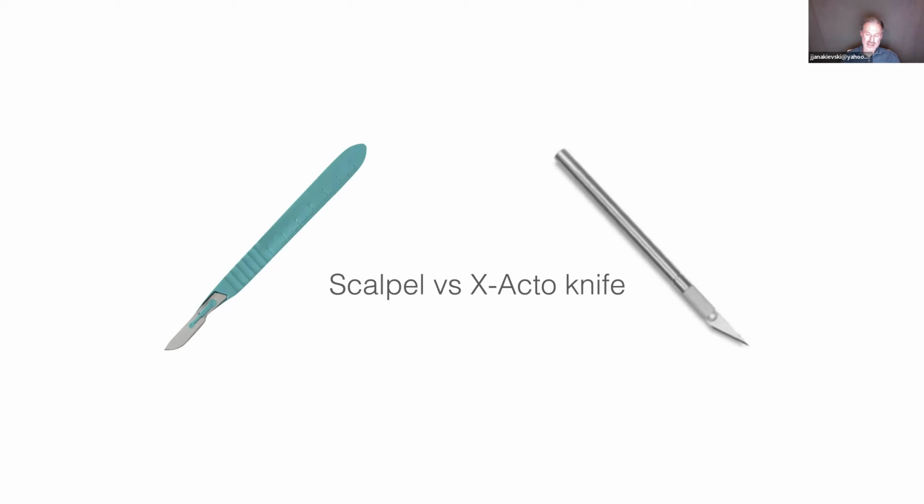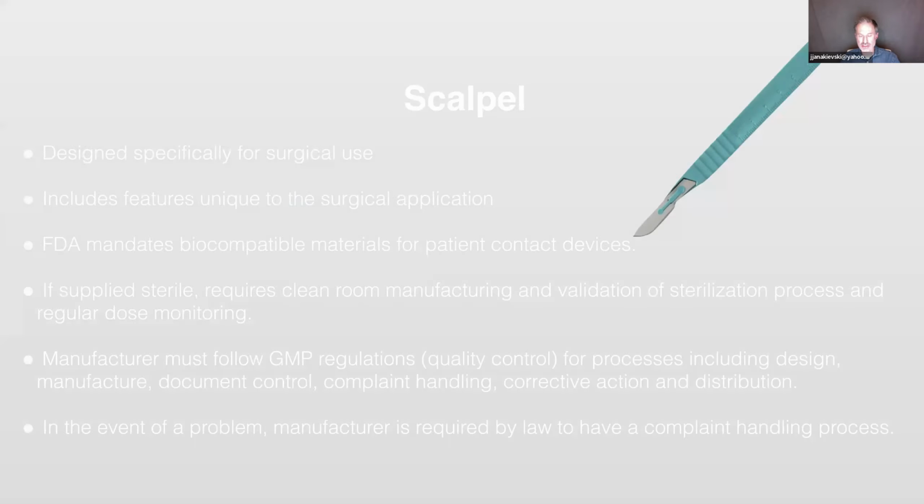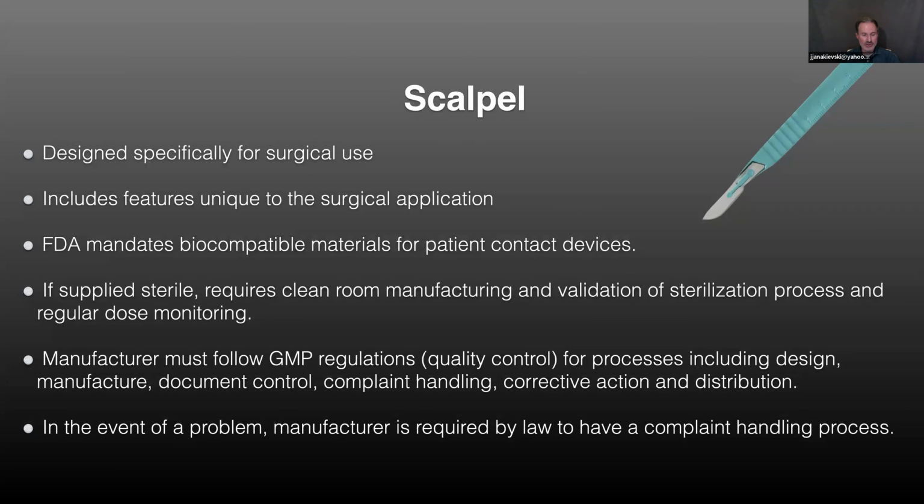Let's compare a scalpel versus an X-Acto knife, right? If you're a surgeon, of course, you would tell me you're not going to use an X-Acto knife to make an incision in the mucosa, right? The difference is that a scalpel is designed specifically for surgical use. It has features which are unique to the surgical application. The FDA mandates that these are biocompatible materials for any patient contact devices, right?